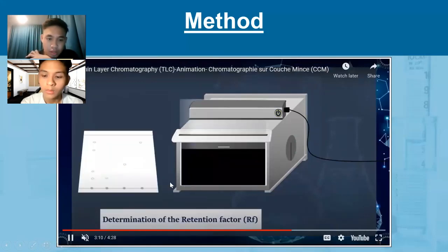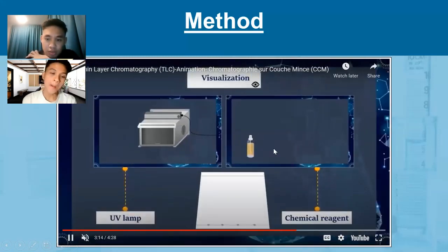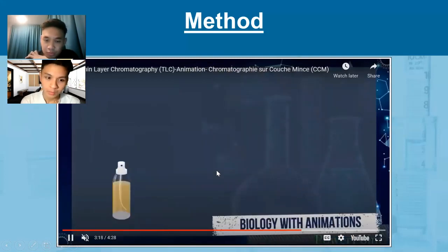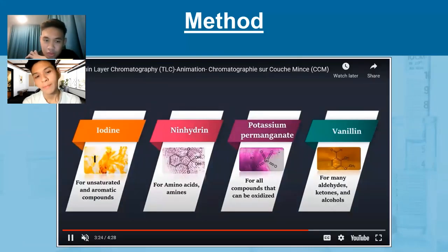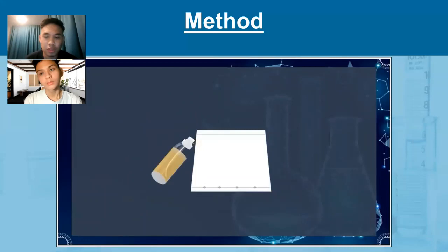Okay. Then now we determine the retention factor. There are two steps. This one is for chemical reaction. There are types of chemicals used for specific types and functions. Usually we spray it on.